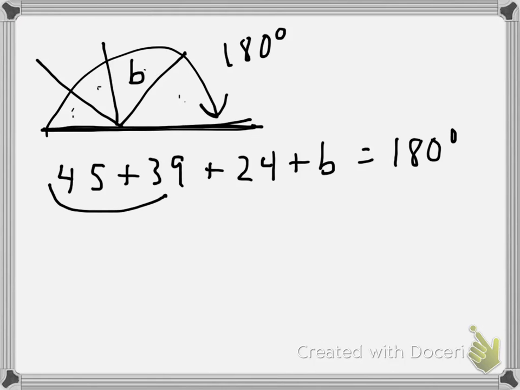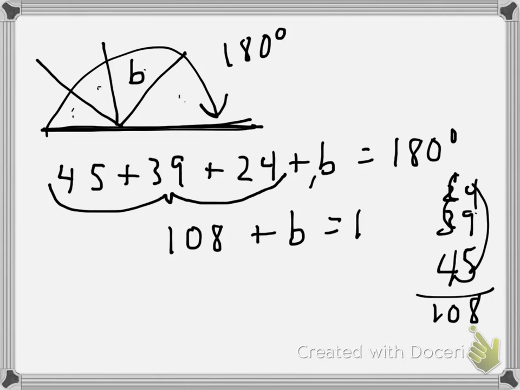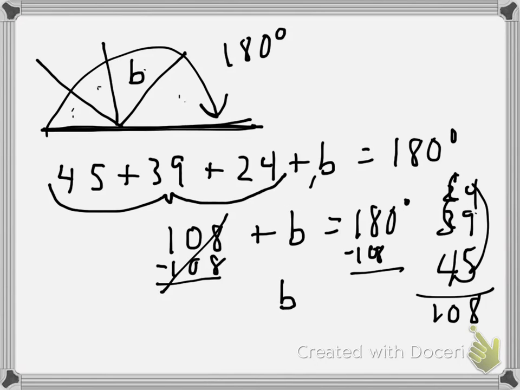So the first thing we're going to do is go ahead and combine like terms. So we're going to add 45, 39, and 24. And we get 9 and 9 is 18, carry our 1. So 3, 6, 10, 108. So 108, then bring down the plus B and the equals the 180. Then subtract 108 from both sides. And we get 0 here, cancels right out. So we have plus B, so a positive B equals, and then it's going to be 72. So B is going to be 72 degrees.